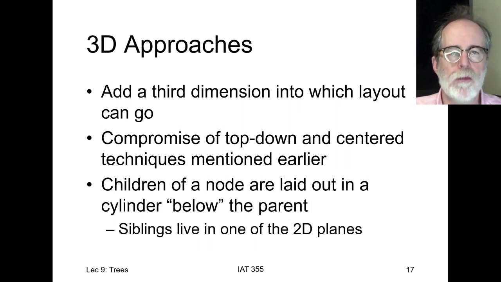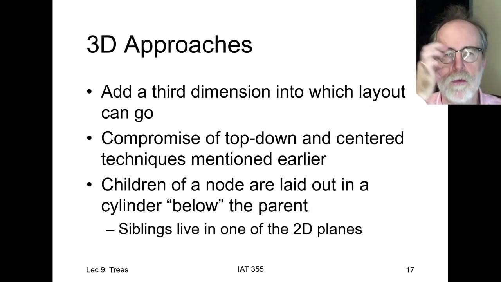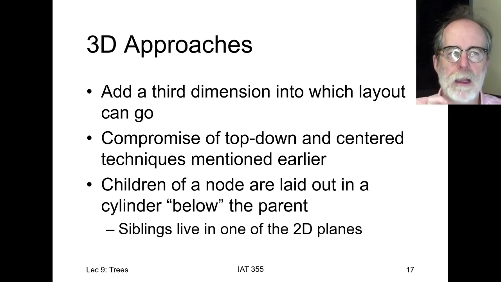The 3D approach I'm about to show you is called the ConeTree. It adds a third dimension into which layout can go. It's a compromise of top-down and centered techniques that we mentioned earlier, although the technique precedes SpaceTree. It was done in the early 90s. Children of a node are laid out in a cylinder around a cylindrical region below the parent, and siblings live in one of the two-dimensional planes.